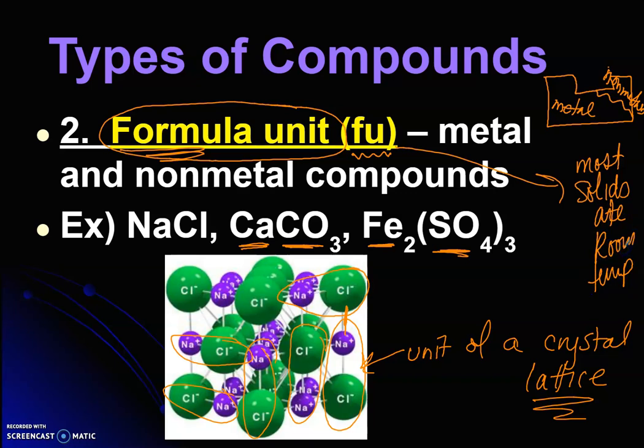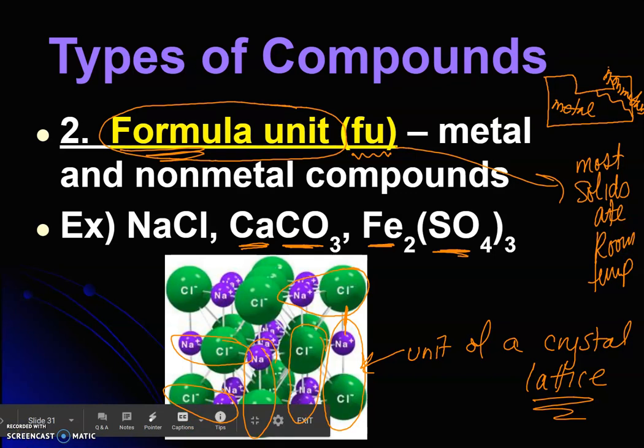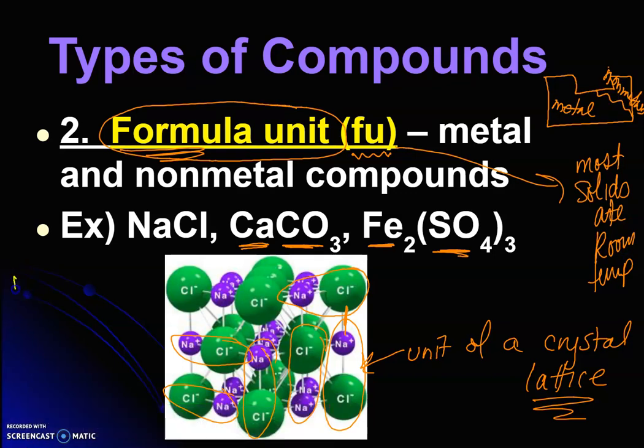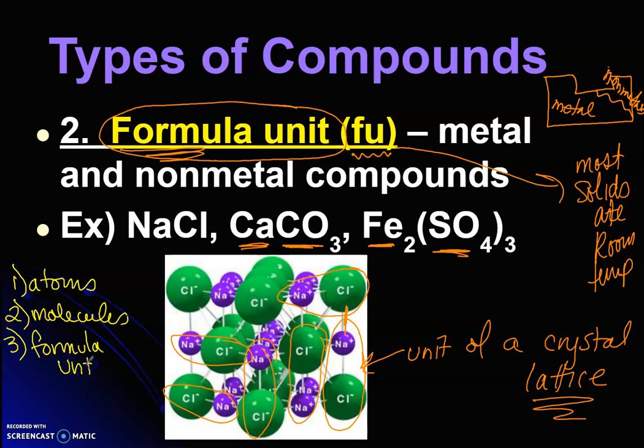Okay, so that kind of helps us put that all into perspective. So we have our atoms, which are our elements. We have our molecules, and we have our formula units. And our very special molecules are called our diatomic elements, because it's actually a bond between two or more things. Okay, so next we're going to name them.